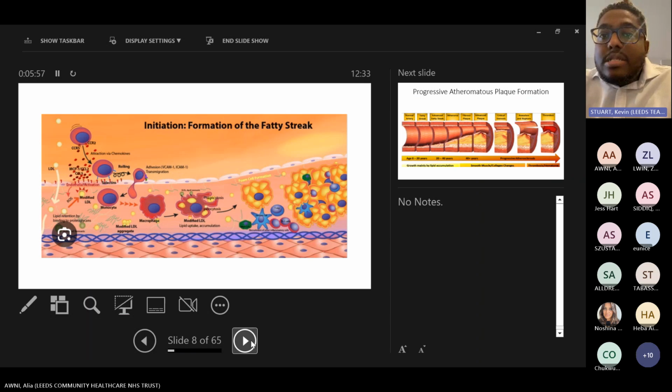So as the small LDL enters, it can be oxidized by reactive oxygen species on the left and eventually phagocytosed by macrophages, which become activated and form foam cells. And these foam cells can then trigger a whole cascade of immune and inflammatory response. Next slide.